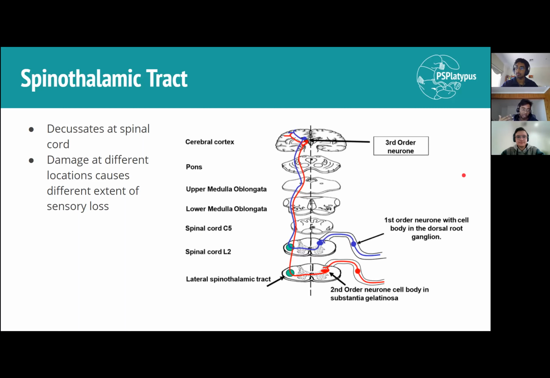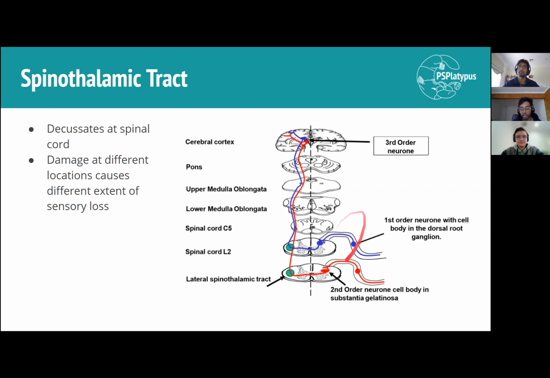A bit more information about the spinothalamic tract, just to jog your memory. So you have your first order neurons that synapse at the dorsal horn and decussate almost immediately at the spinal cord, and then go all the way up via the second order neuron to the thalamus and then to the somatosensory cortex. And you can kind of imagine that if we have lesions at different aspects of this tract, it will cause a different loss in sensation.